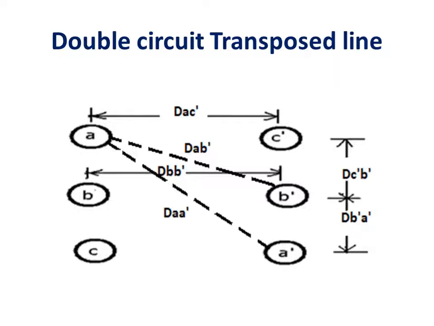Now since a double circuit is involved in this particular circuit, the flux linkage will be due to the current flowing through the conductor. Also, the flux linkages will be due to the other conductor; that is, mutual flux linkages also come into the picture.